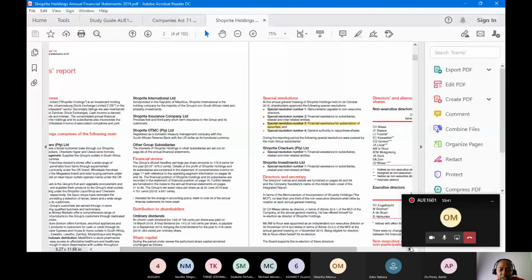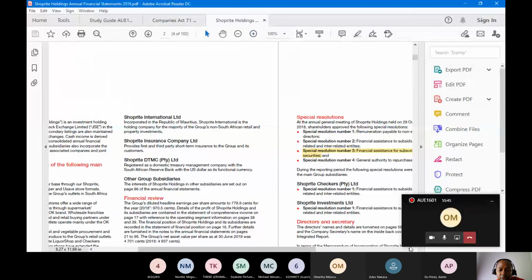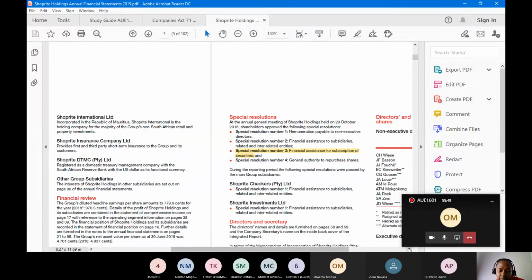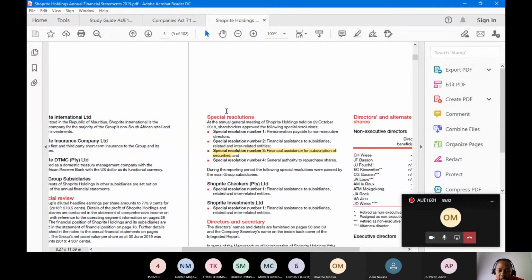So I actually went to check if there weren't any special resolutions or any directors that were given loans or financial assistance, and I came across this section here, which is special resolutions, and it reads as follows. At the annual general meeting of Shoprite Holdings held on 29 October 2018, the shareholders approved the following special resolutions. Special resolution number 1 was the remuneration payable to non-executive directors, so a special resolution was passed for this.